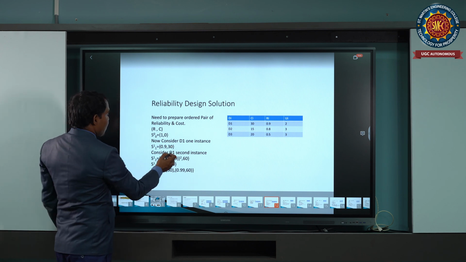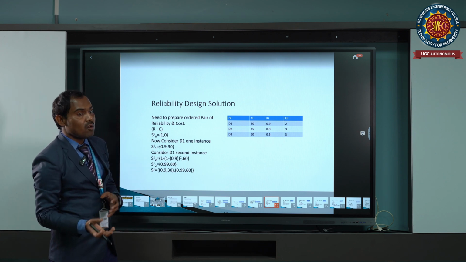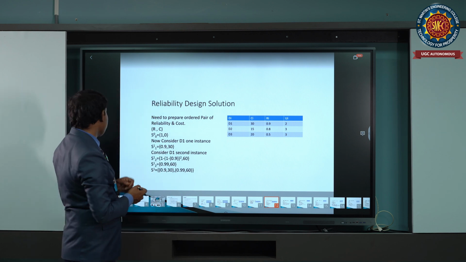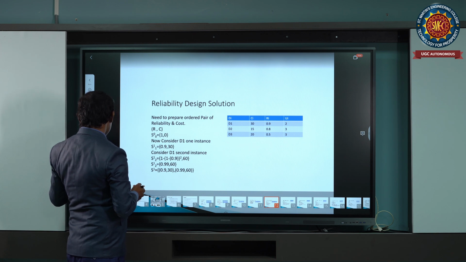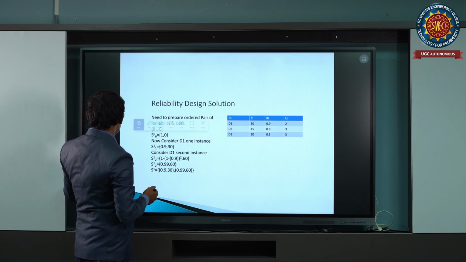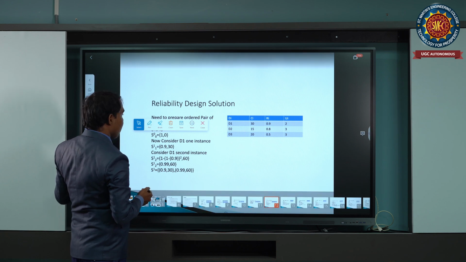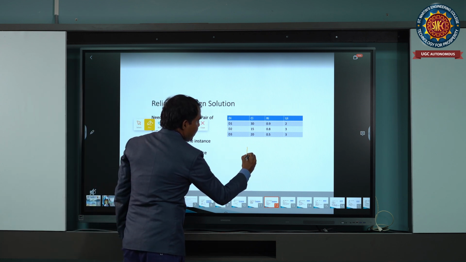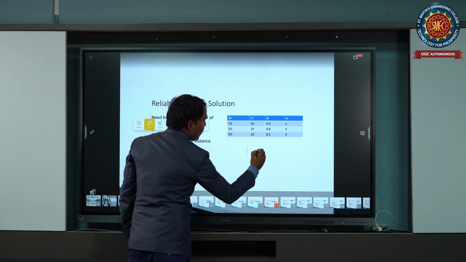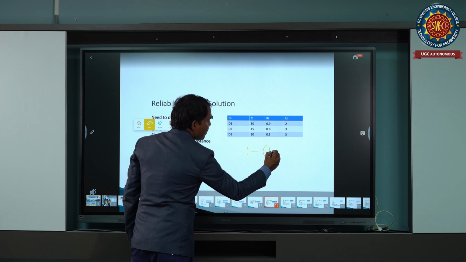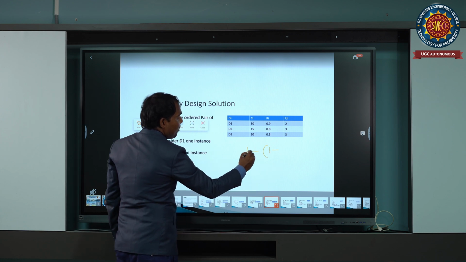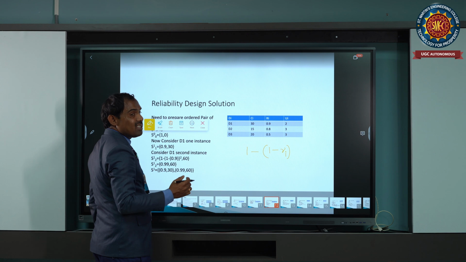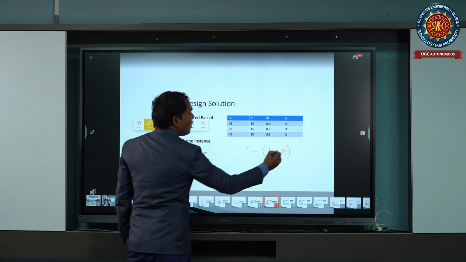Suppose we consider device 1 and a second copy of device 1, how are we going to calculate that? We are going to use 2 devices. What is the formula? If the device is working successfully, then 1 minus (1 minus Ri), and how many devices are we using? A second device, so the power is 2.